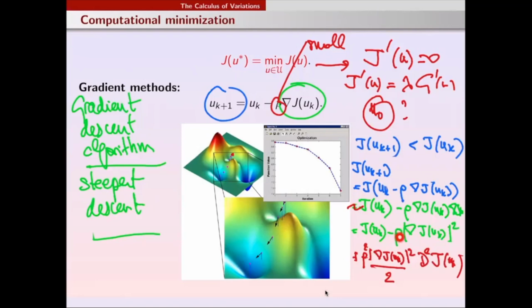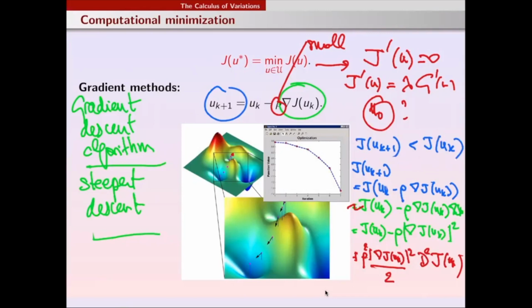Why do you need rho to be small? Because you need the negative contribution of this term to be more substantial than the positive contribution that the second order term introduces. And who wins, rho or rho squared? Who is more important? Well, when rho is small, rho squared is negligible with respect to rho. And therefore, when rho is small, I'm guaranteed that this is going down. So you see, this is the proof of the fact that the gradient of J UK goes down.